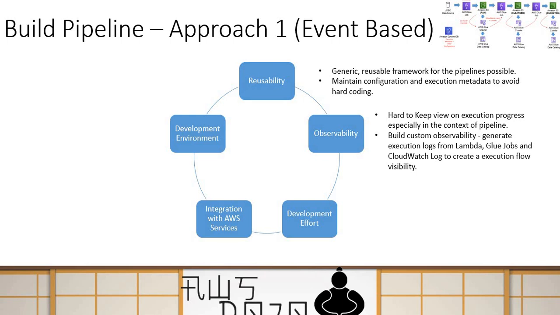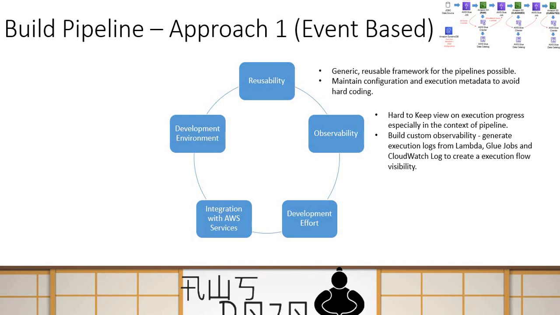Those kinds of observability are very hard, because things are decoupled. You have Glue jobs, you have Lambda functions, they are running based on certain event triggers, but you don't have any end-to-end view of the pipeline. And that is, I would say, the weakness. Reusability is the strength of this approach, but observability is the weakness of this approach.